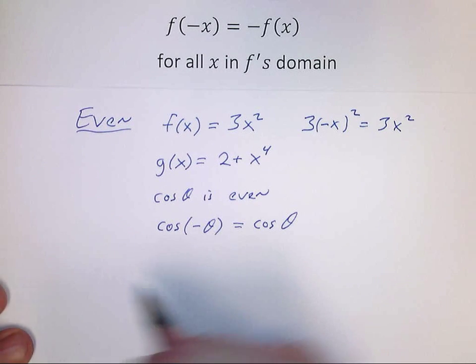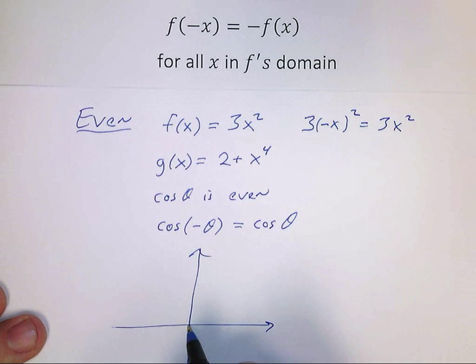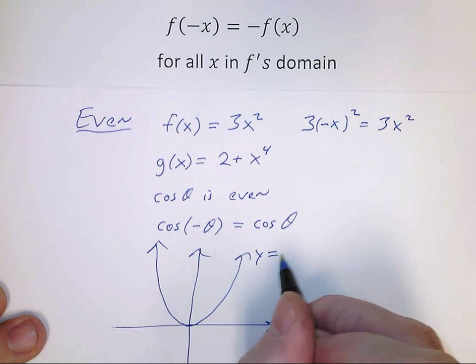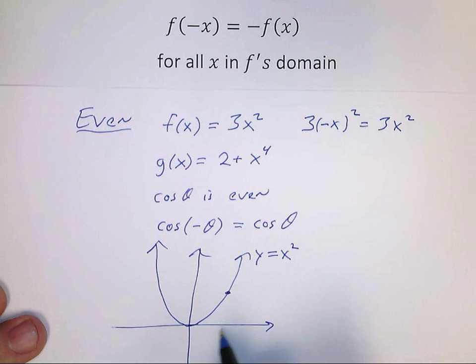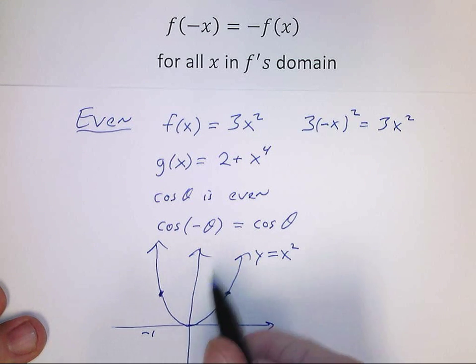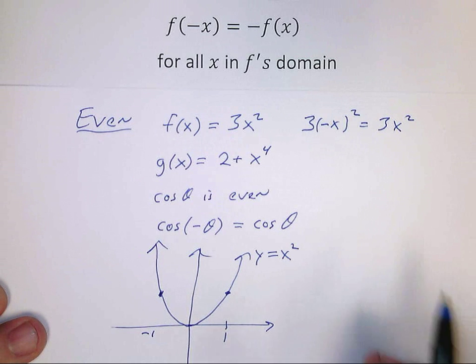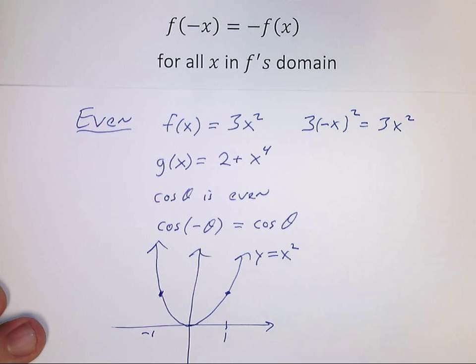If I look at y equals 3x squared, or even just y equals x squared, so here's y equals x squared here, I can see that whether here, for instance, at 1, or over here at negative 1, I have the same height. So if I could crease this paper along the y-axis and fold it over, the two sides would match. Okay, so that's the symmetry involved here.